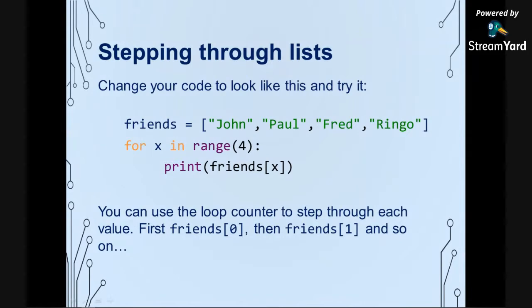I'm just going to put that into my trinket. In fact, let me put it over here for now, just so that you can see. friends equals John, Paul. I know you can't see this at the moment. I'm just making sure that you can still see what you should be typing in before I get rid of it.